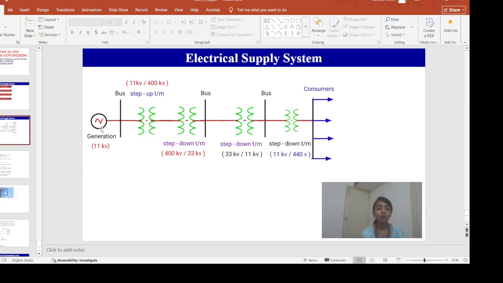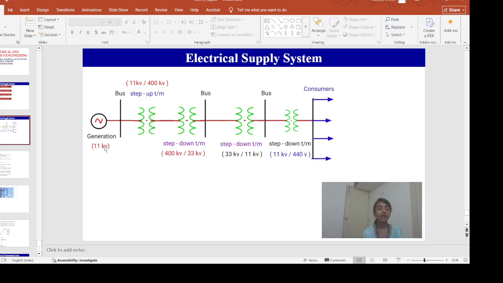So electrical power is generated. I'm talking about the AC power here. Electrical AC power is generated at the power stations at 11 kilovolt. Why are we doing it at 11 kilovolt? Because if we generate the power at more than 11 kilovolt, there will be technical issues. So in India, we are restricting the power generation at the power stations to 11 kilovolt.